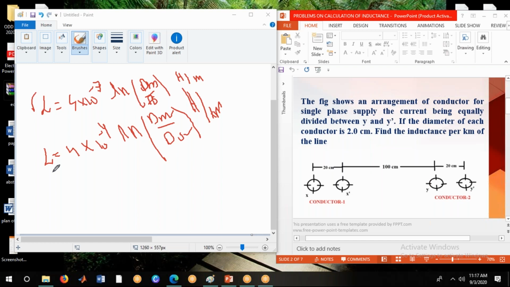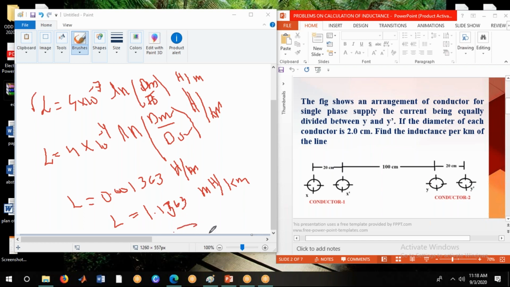Right, 0.001363 is the right answer. So the inductance is 0.001363 Henry per kilometer. With the same value you can write L equals 1.1363 millihenry per kilometer. So this is the answer for this question.